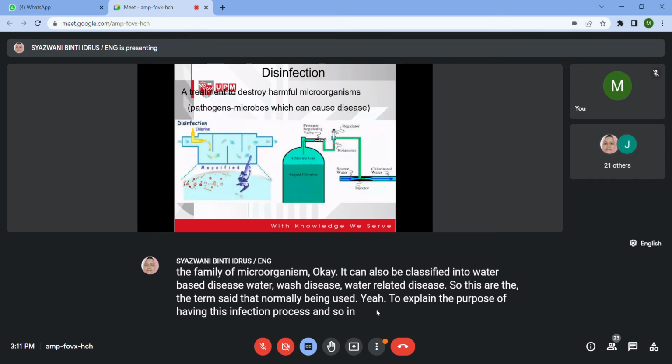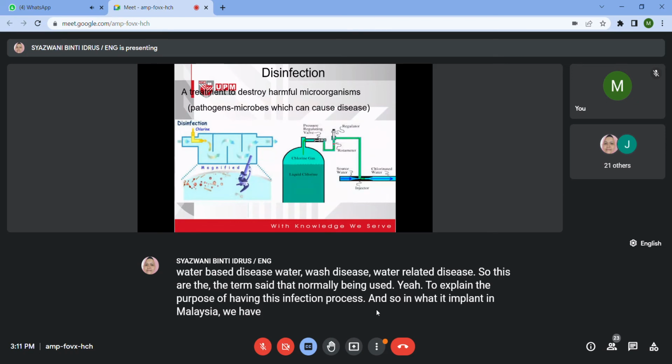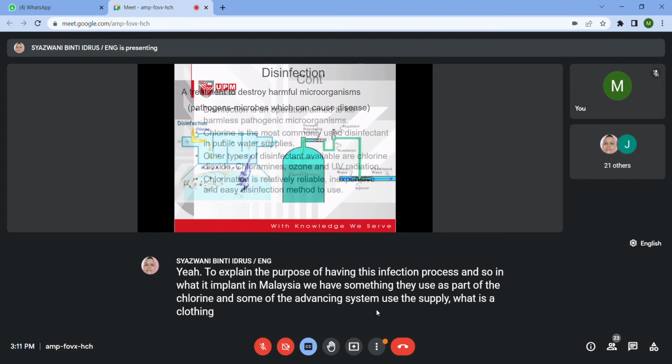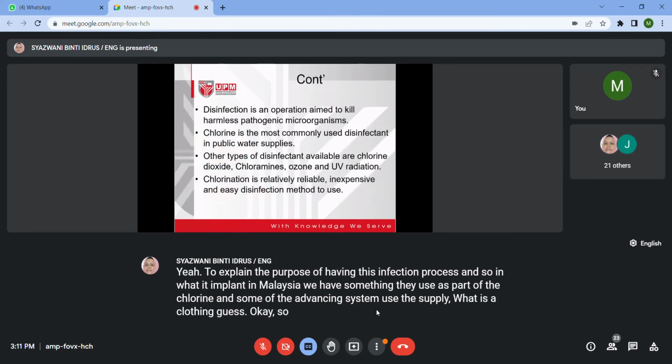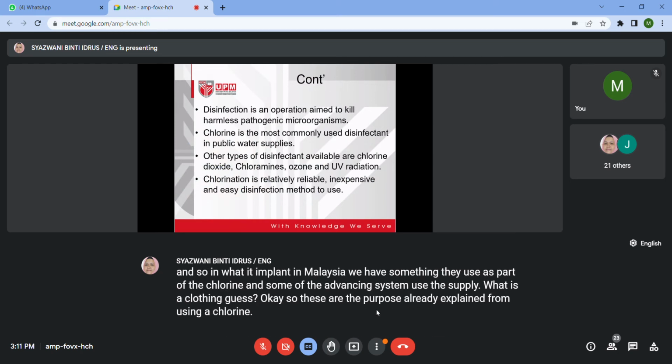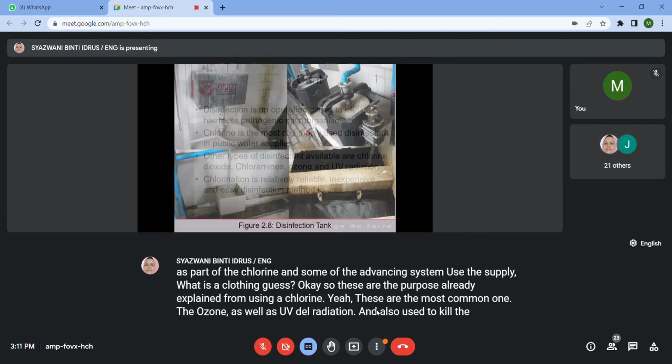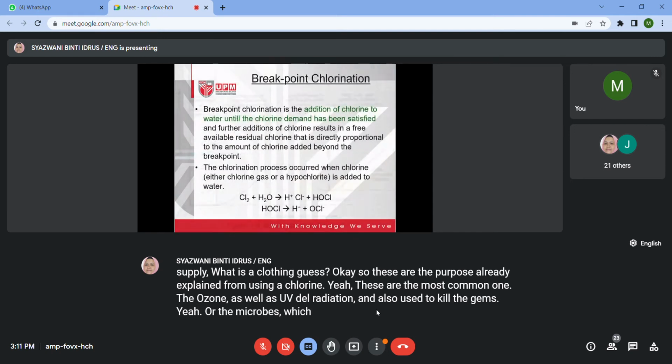In water treatment plants in Malaysia, sometimes they use powdered chlorine, and in some of the advanced treatment systems they are supplied into the water as chlorine gas. So these are the purposes already explained. Apart from chlorine, which is the most common one, ozone as well as UV radiation can also be used to kill the germs or microbes which can cause disease.